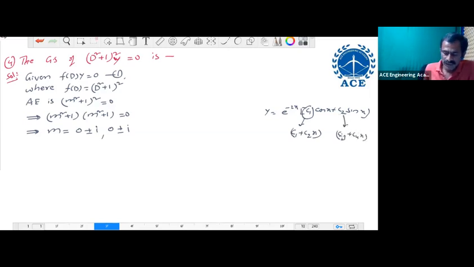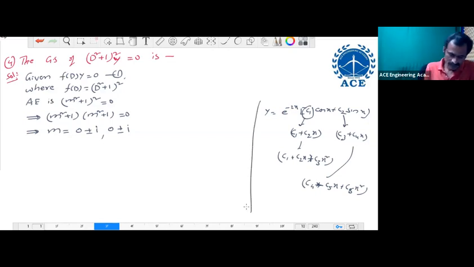Suppose the roots are repeated 3 times. Then in place of this, we write c1 plus c2x plus c3x square, next to c4 plus c5x plus c6x square, like this. Depending on the number of times the roots are repeated, we write the solution like this. But here the roots are repeated only 2 times.